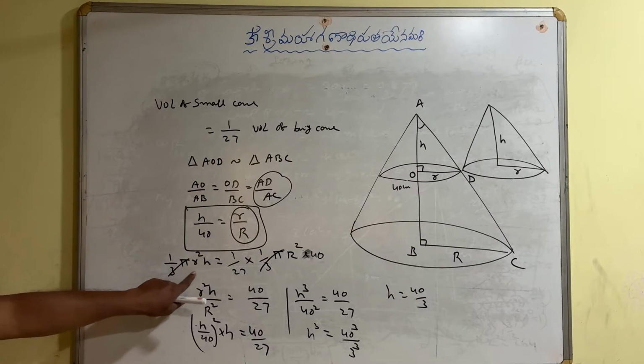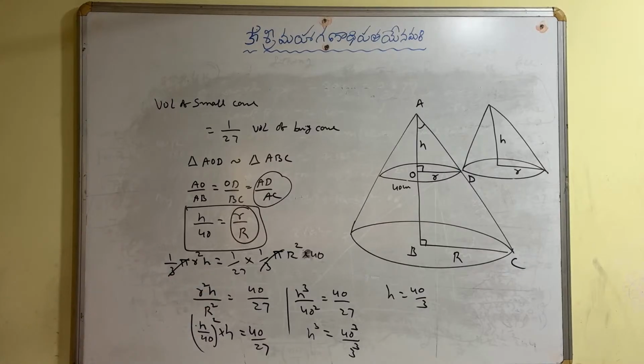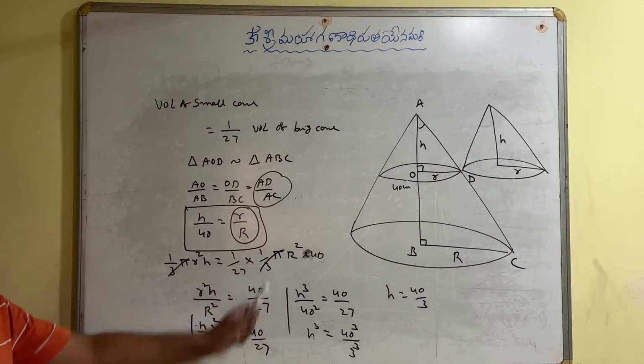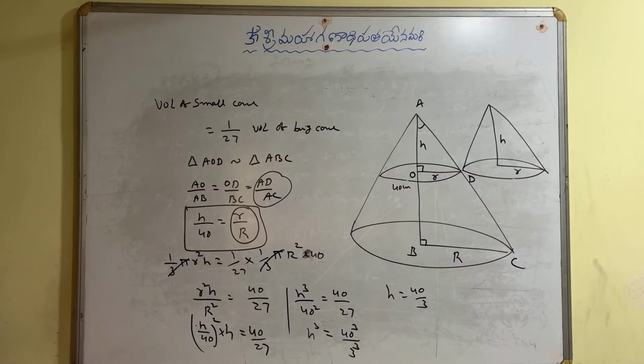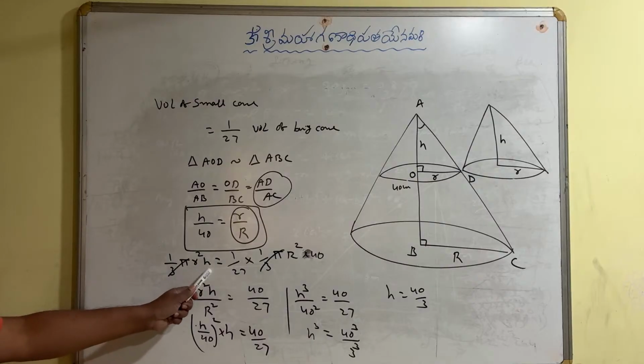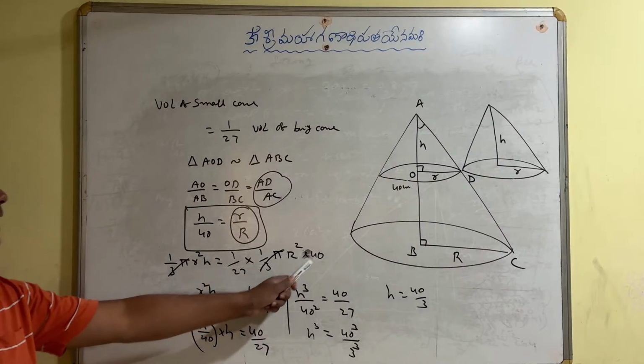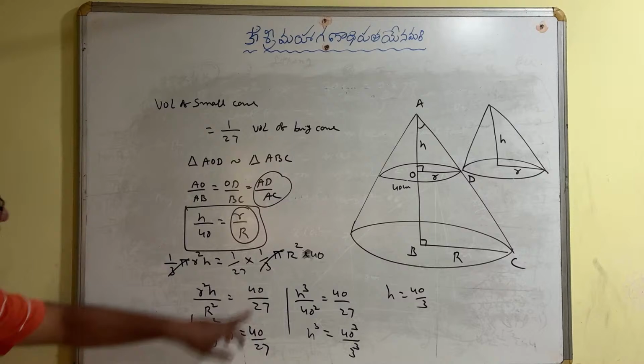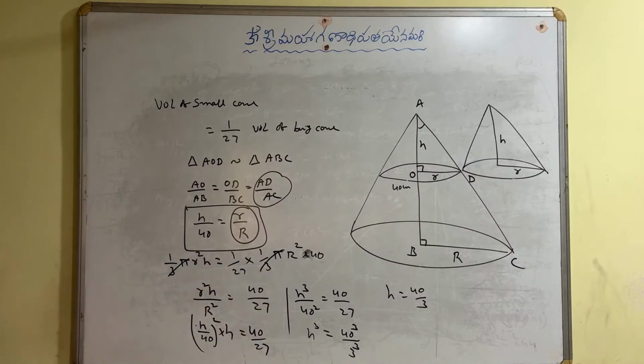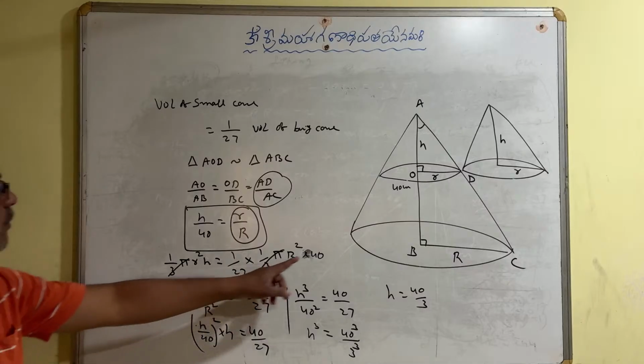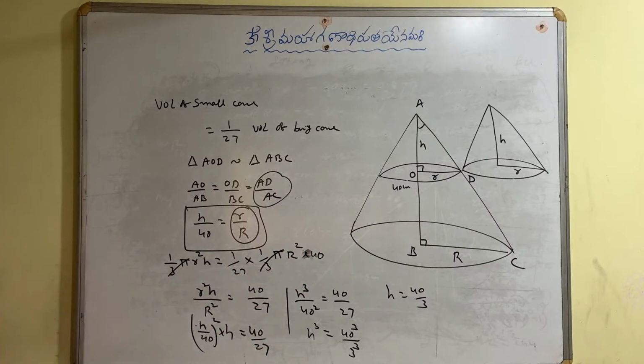That means 1/3 pi small r square h is equal to 1 by 27 into 1/3 pi capital R square into 40. The big cone height is 40. 1/3 pi gets cancelled. What is remaining? Small r square h is equal to capital R square into 40. Bring capital R square to this side, then small r square h by capital R square is equal to 40 by 27.